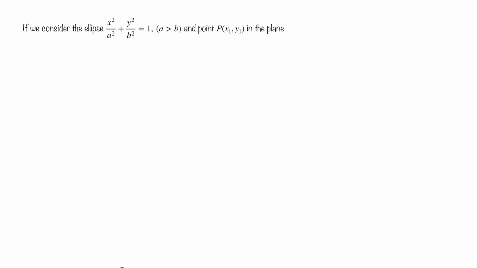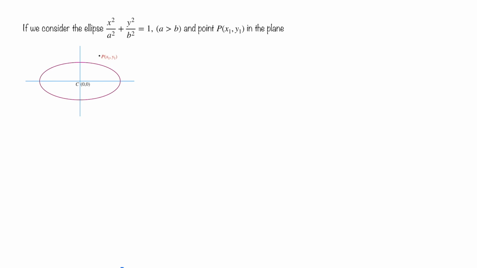If we consider the ellipse x square by a square plus y square by b square equal to 1, here a greater than b, and a point x1, y1 in the plane, then we could have one of the following three situations. This point x1, y1 could be exterior to the ellipse, or interior to the ellipse, or on the ellipse, right? Okay. In the first case, see, the point x1, y1 is exterior to the ellipse.